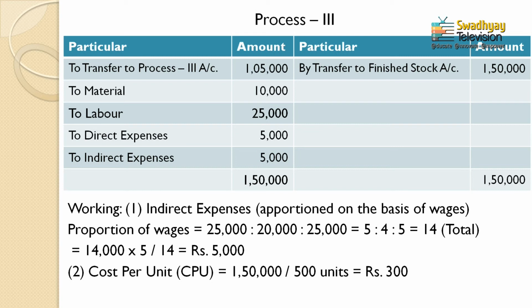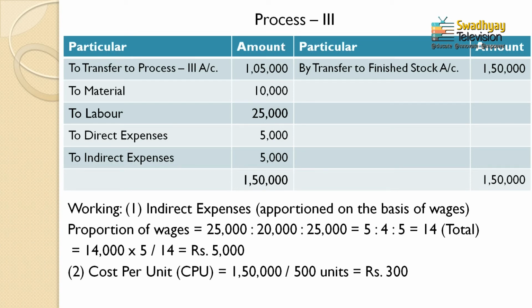So, in this way, the total amount of expenditures incurred for the process 3 account comes to 1,50,000 rupees. So 1,50,000 rupees is the total expenses of process 3, which is actually transferred into the next process. Now here concentrate very specifically. Here, instead of writing transfer to process 4 account or anything else, we write here transfer to the finished stock account. Why do we write transfer to the finished stock account?